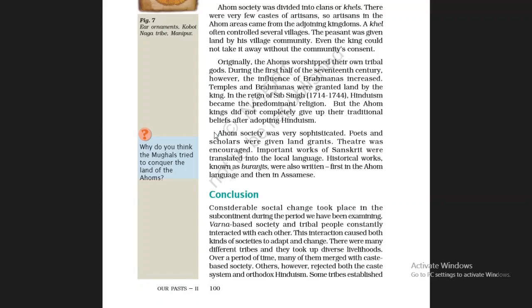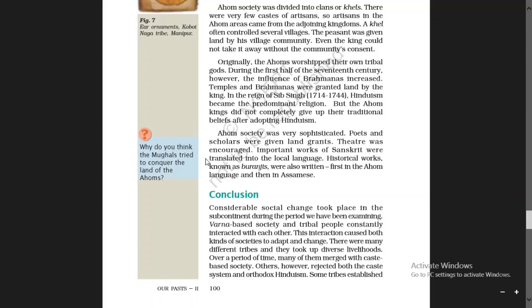Ahom society was very sophisticated, having a great deal of worldly experience and knowledge. Poets and scholars were given land grants as a gift. Theater was encouraged. Important works of Sanskrit were translated into the local languages.